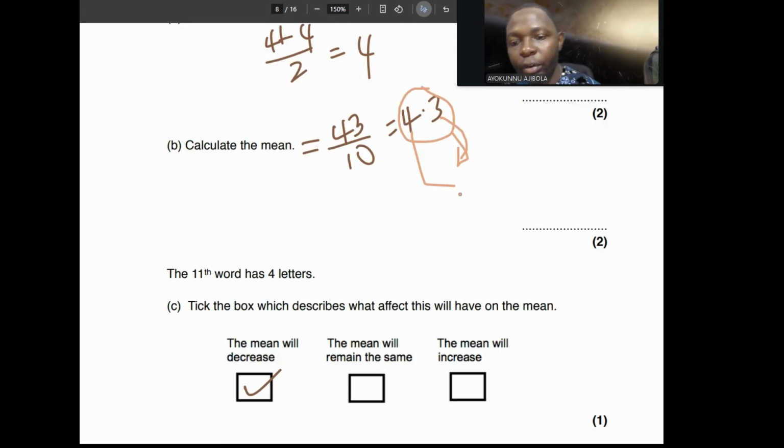If you get above 4.3 for the new word that is coming, the mean will increase. But if you get below 4.3, the mean will decrease because it's going to affect it. You understand? So because the 11th word has 4 letters, which is smaller than the mean of 4.3, the mean will decrease. Just common sense that I didn't use.